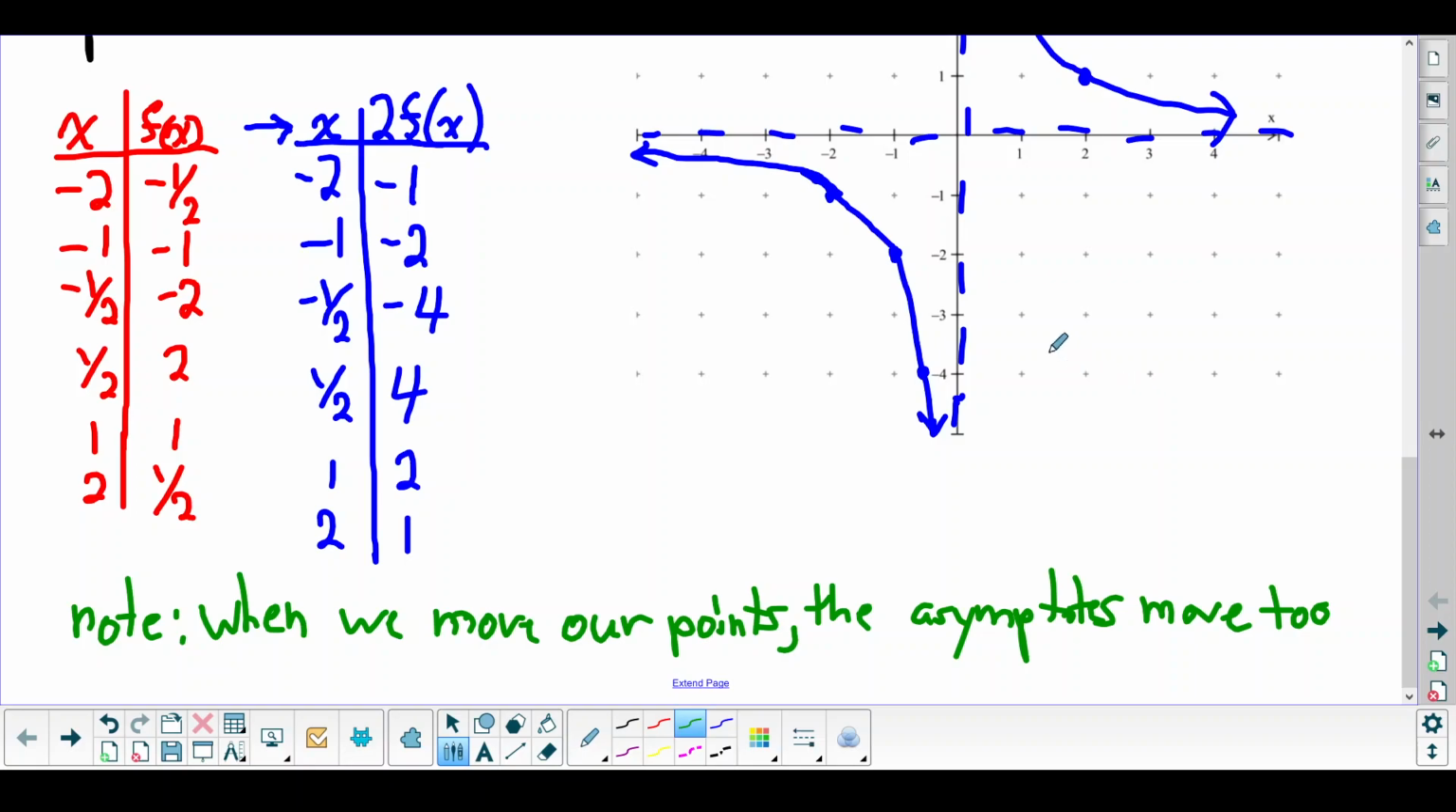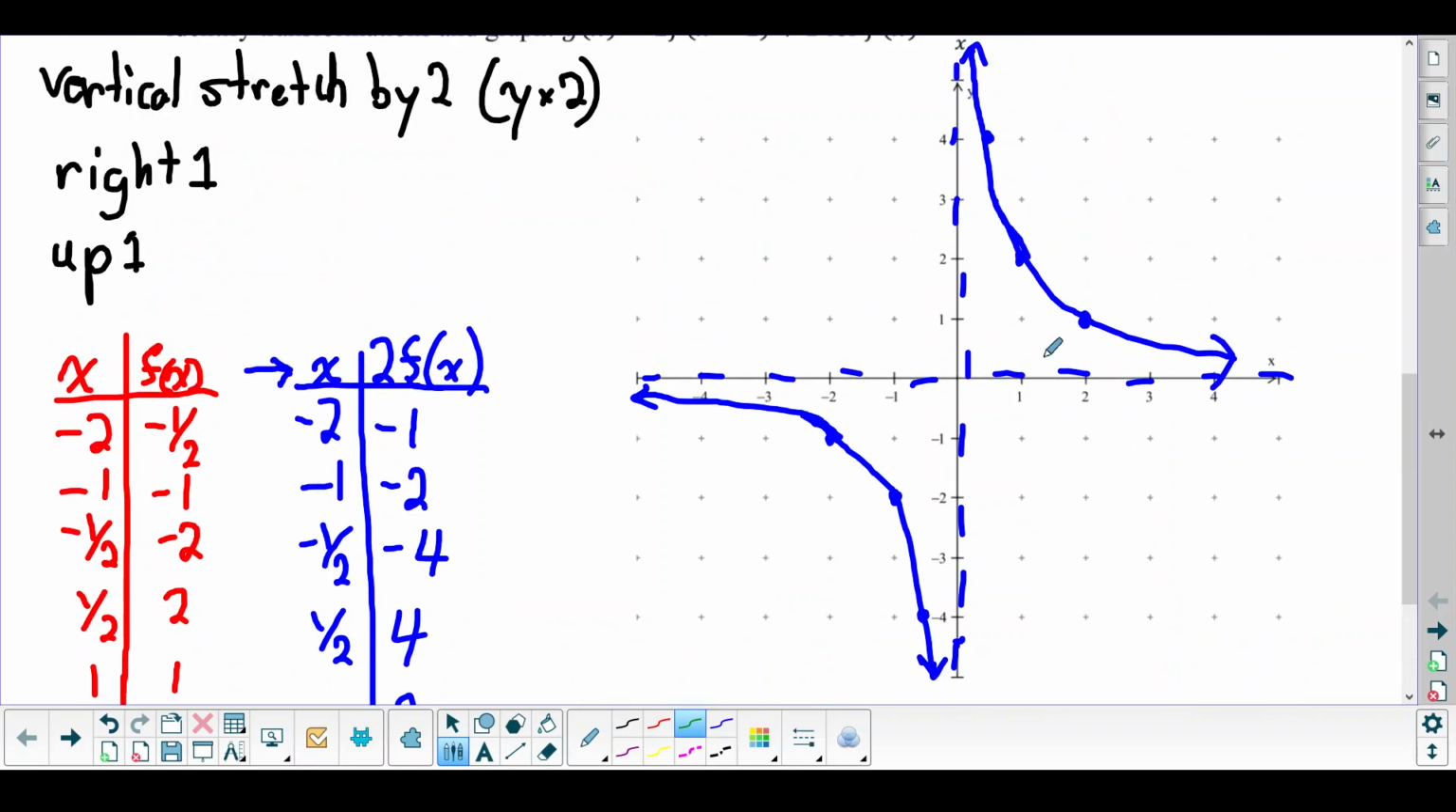All right, so let's move our asymptotes first. So we got to move right one. Now, the horizontal asymptote here, if you move it right or left, nothing happens. It's an infinite line. It goes forever. But the vertical one definitely moves. So move this one right one. So now it is on x equals 1. And we'll move our other one up 1.